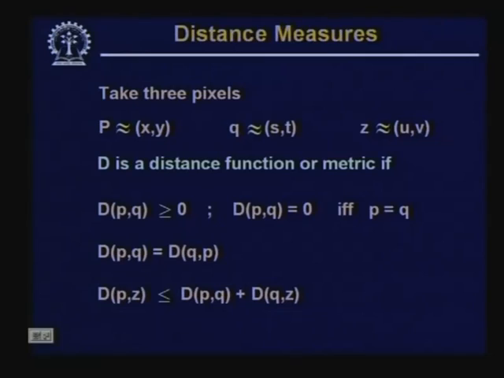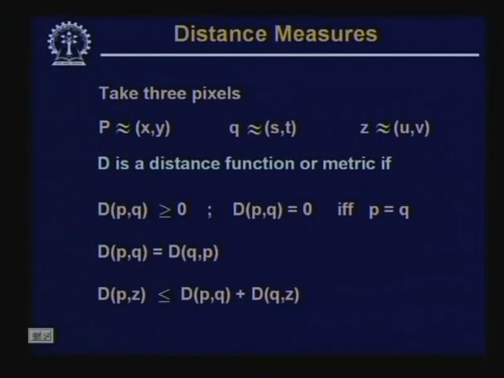Then the distance function should be symmetric, that is, if I measure the distance from p to q, that should be the same as the distance if I measure from q to p. That is the second property that must hold true, that is d p q should be equal to d q p. And there is a third property which is an inequality: if I take a third point z, then the distance between p and z, that is d p z, must be less than or equal to the distance between p and q plus the distance between q and z. And this is quite obvious again from our school level mathematics.